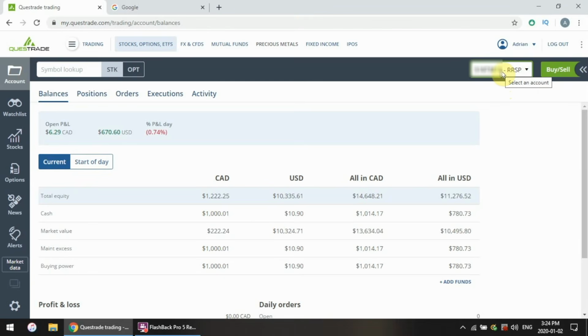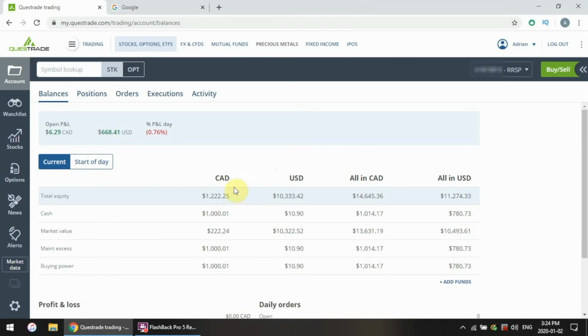So for this video, I'm only going to be buying these US stocks inside my RRSP. Here in my balances page, you can see that I own a combination of equity both in Canadian dollars and in US dollars. This is something that you can't do with WealthSimple. They always convert everything back into Canadian dollars.